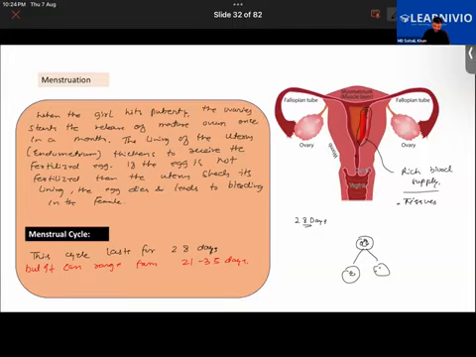So this cycle lasts for 28 days, but it can range from 21 to 35 days. Another important thing is that when the first menstruation happens in a female child, it is called menarche. What do we call that? Menarche.